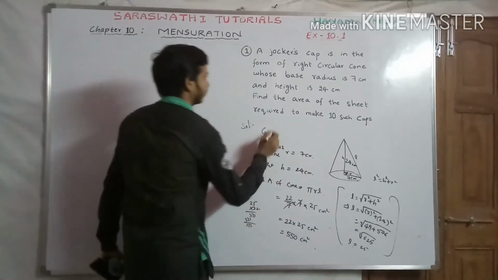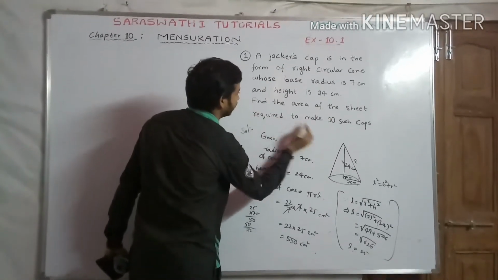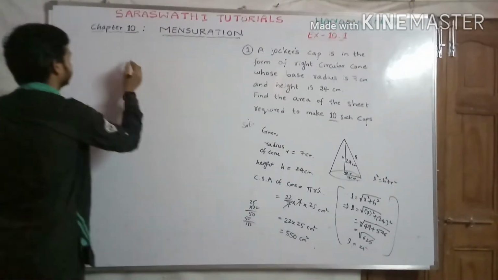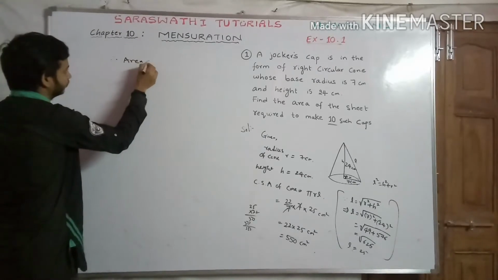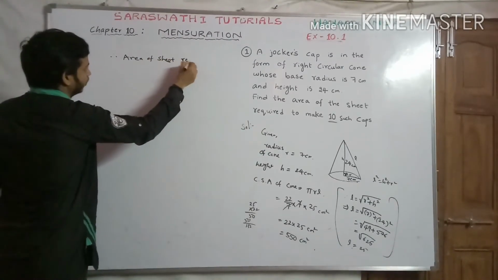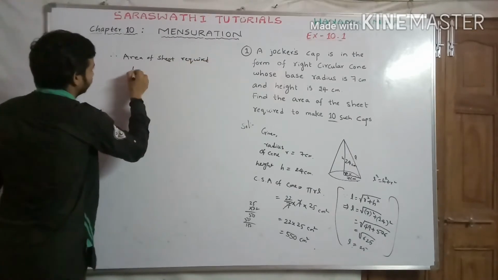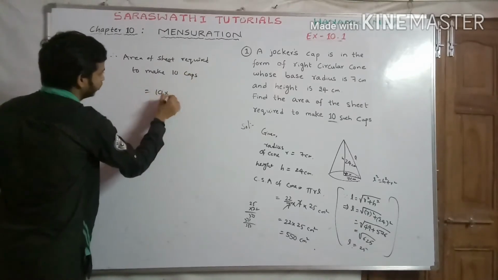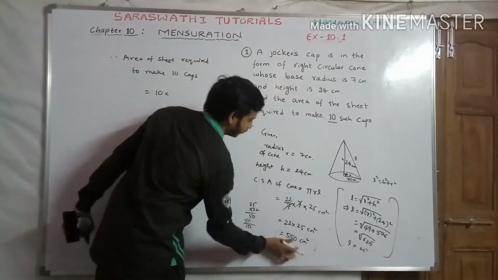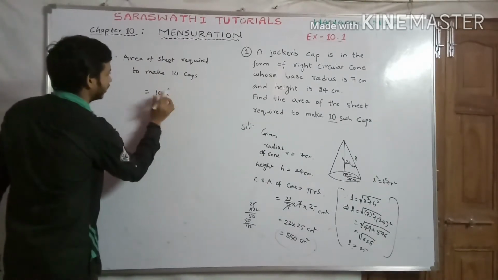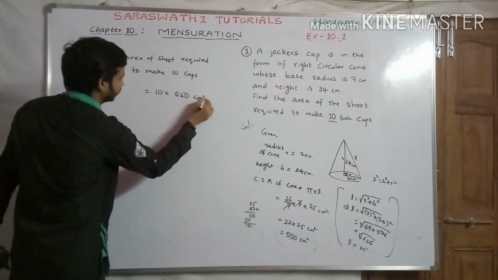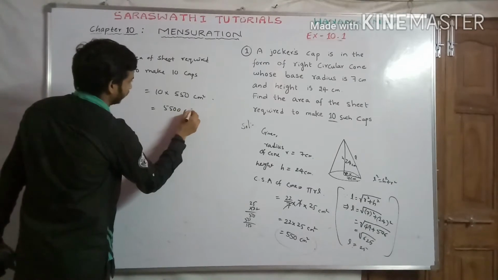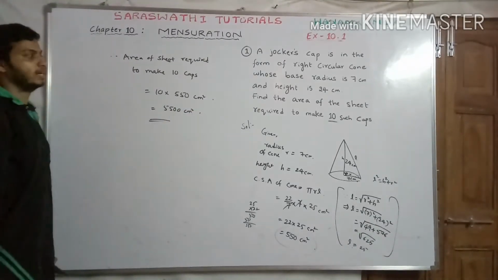In the question, it is asked to find the area of the sheet required to make 10 such caps, so we have to multiply this curved surface area by 10. Therefore the area of sheet required to make 10 caps equals 10 into 550 centimeters square, since each cap requires 550 centimeters square of sheet. That is 5500 centimeters square. This is the area of sheet required to make 10 such caps.